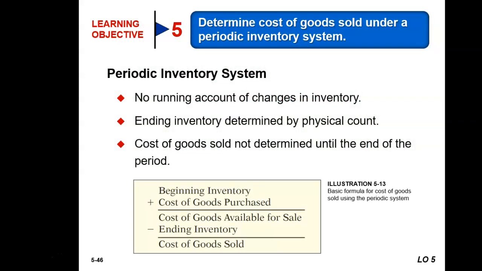Now, I mentioned before there are two different types of inventory systems, the perpetual and the periodic. The perpetual is our main focus because it is used by most corporations, but I do want to touch upon the periodic as well. With the periodic inventory system, we do not calculate cost of goods sold until the end of the period. We look at our beginning inventory. We'll then add the cost of goods purchased, what you purchased during the current accounting period. We'll add those two together. Then subtract out the ending inventory to calculate your cost of goods sold.